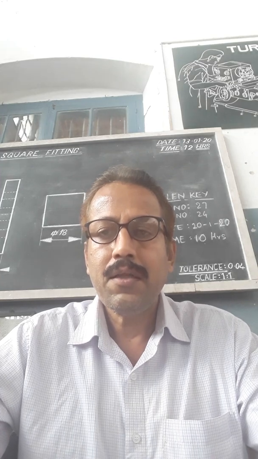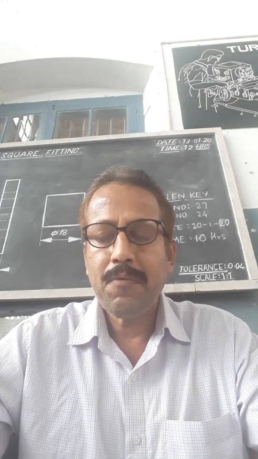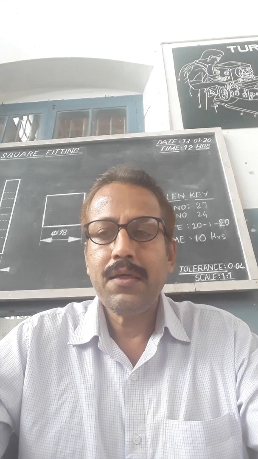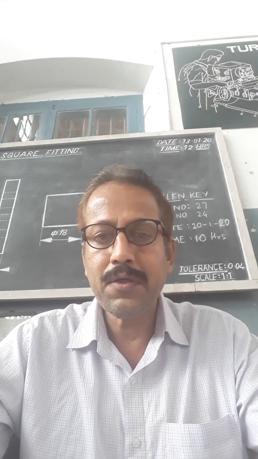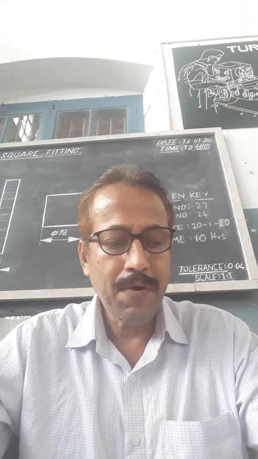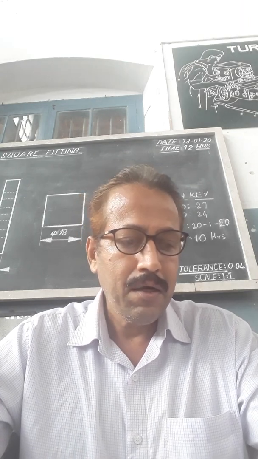So the name of that metal piece is called a key, and there are different types of keys. As per the shape and as per the purpose of use, the keys are named. So let us see them one by one. Now the first one is the sunk key.